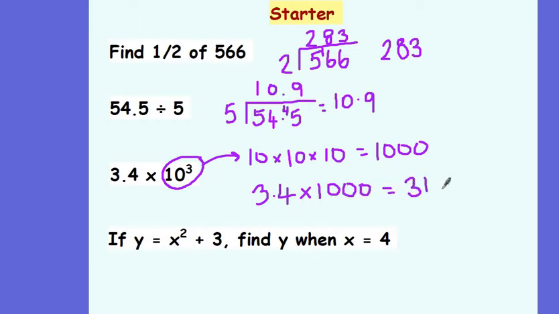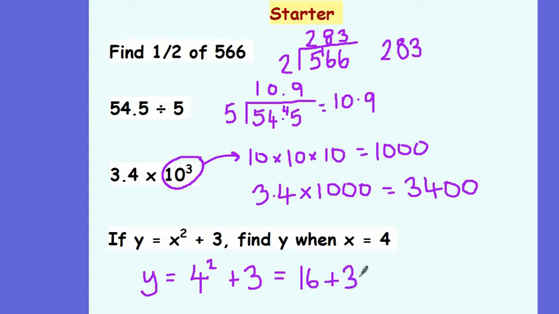which gives me 3,400. And finally, for the last question, we're doing a substitution. So wherever I see an x, I need to write the number 4. Y is equal to 4 squared plus 3. 4 squared is just 4 times 4, which gives me 16, plus 3, which gives me 19.